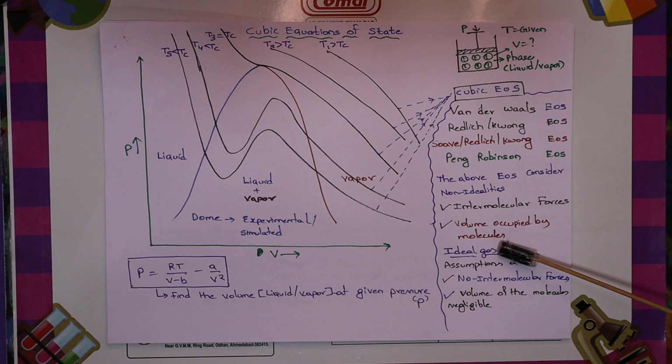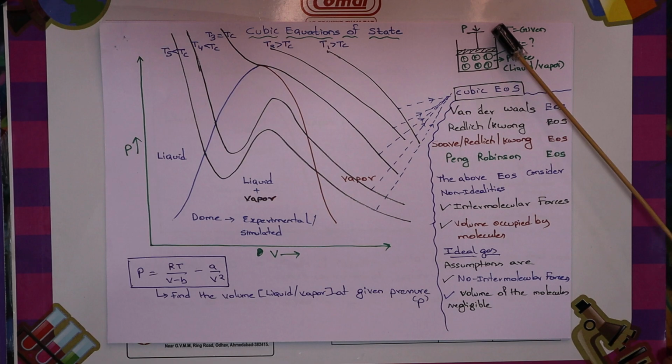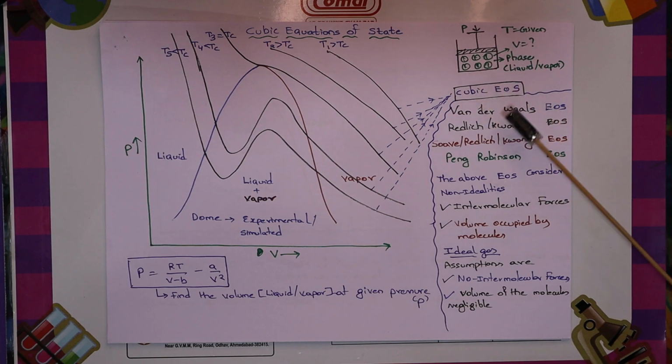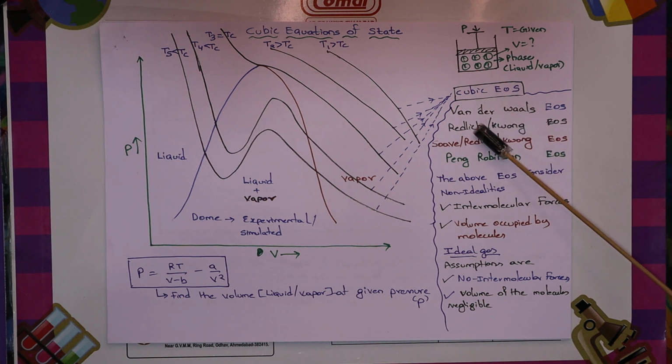To relax these ideal states, because in reality we have real gases or non-ideal gases, we have to estimate the volume at given pressures and temperatures using other equations, like the virial equation that we have discussed, or the cubic equations. Now we are in the part of cubic equations. They are also used for estimating non-ideal gas states.